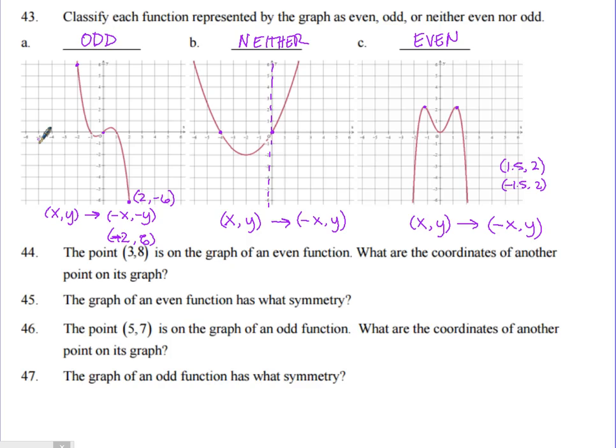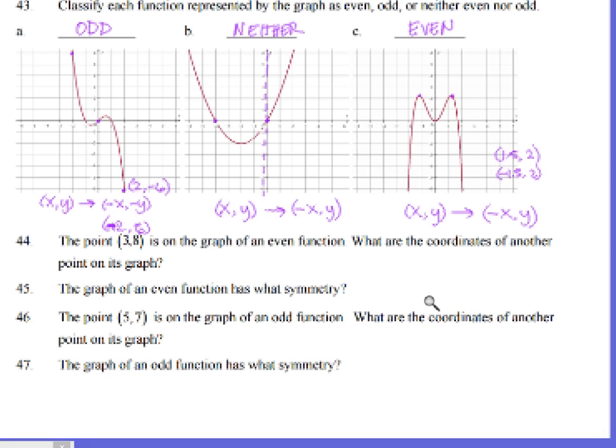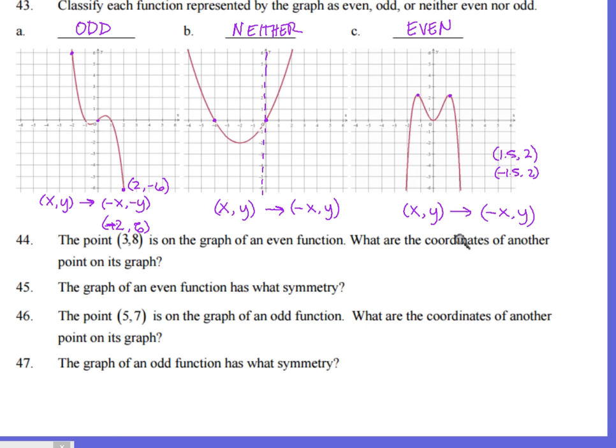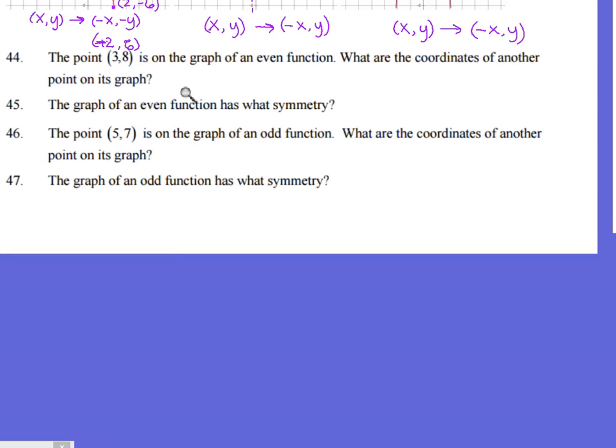Similarly, with what I was saying up here, in order for it to be even, this has to be true. In order for it to be odd, this has to be true. We can look at these point values and say, if the point 3, 8 is on the graph of an even function, what are the coordinates of another point? Well, the opposite of the x and the same y, because it reflects over the y-axis, which makes a positive 3 into a negative 3 with the same y height.